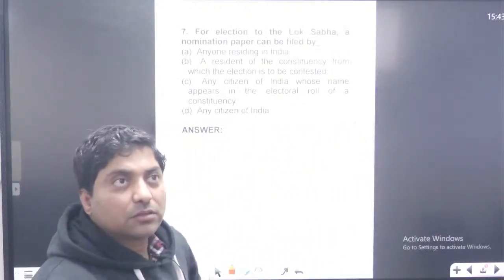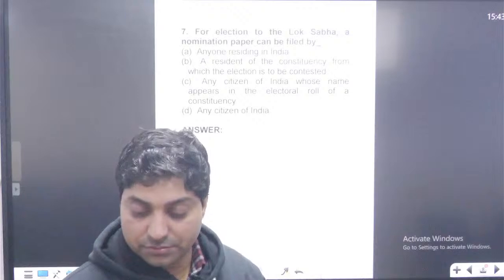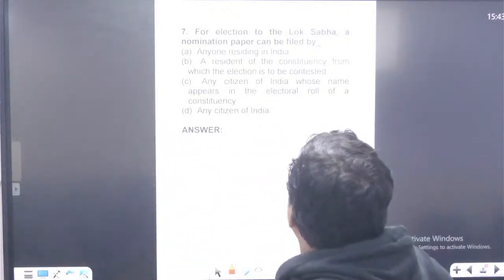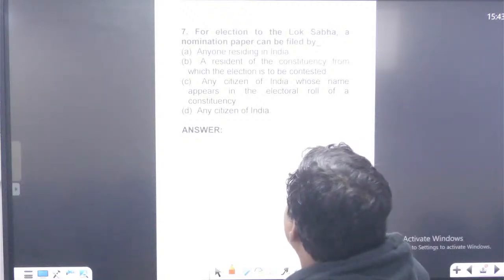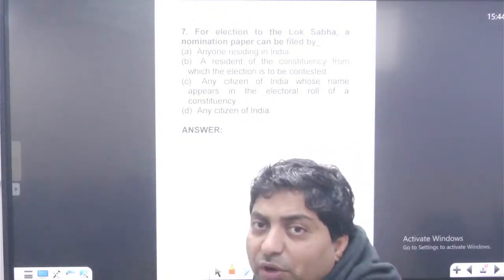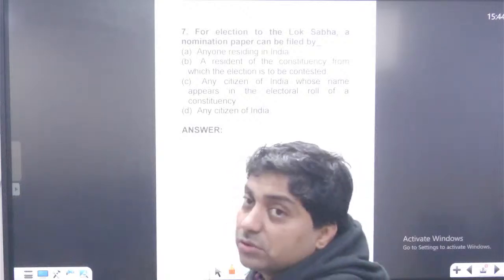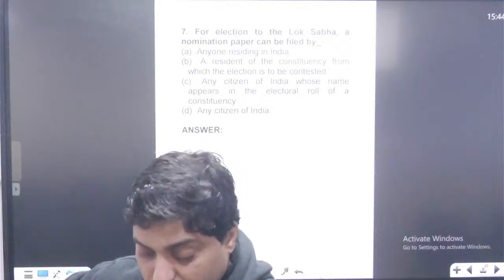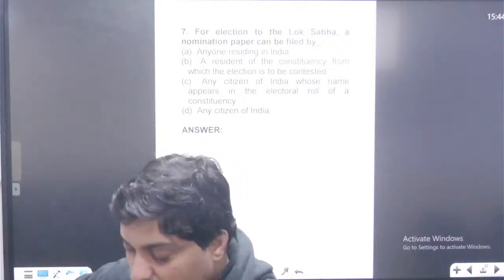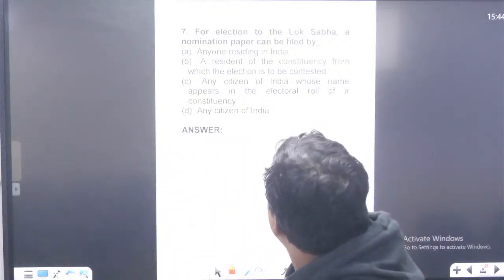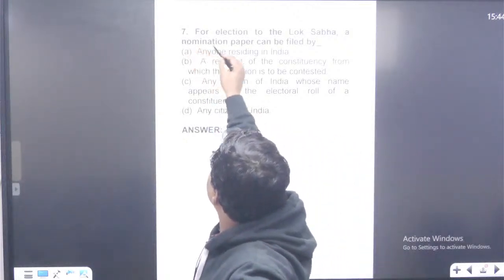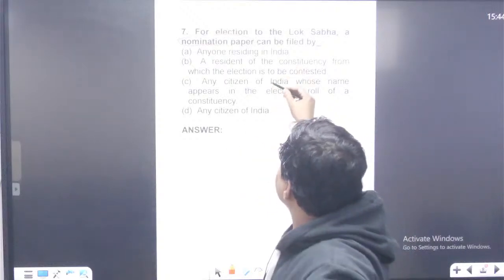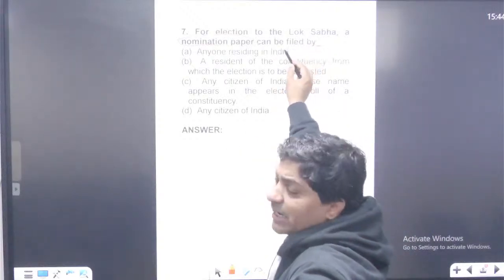Now look at the next question. For election to the Lok Sabha, a nomination paper can be filed by whom? Who can file a nomination paper? Consider tomorrow you want to contest election for MP, Member of Parliament. Now the question comes here: who can file a nomination paper? Anyone residing in India? Can anyone residing in India, including foreigners? No.